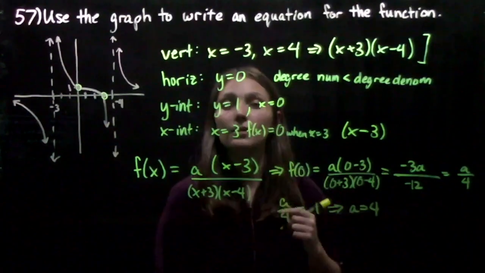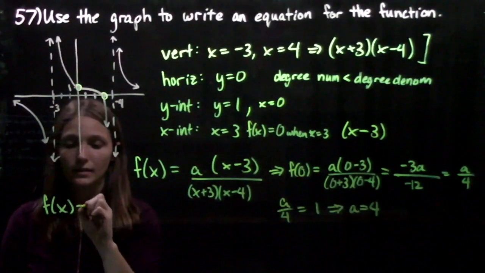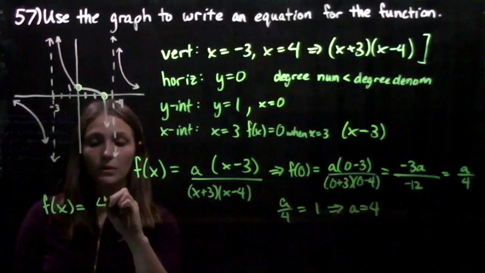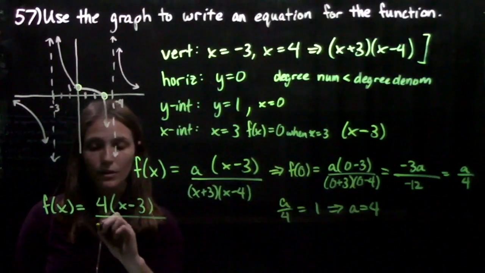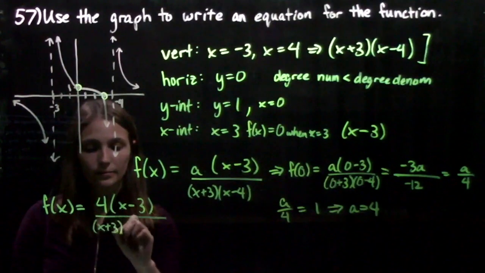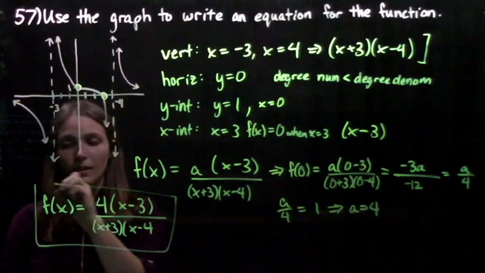And now to get our final solution of an equation for the graph, we have f of x equals, we plug in a, we have 4 times x minus 3 all over x plus 3 times x minus 4. And that's our answer.